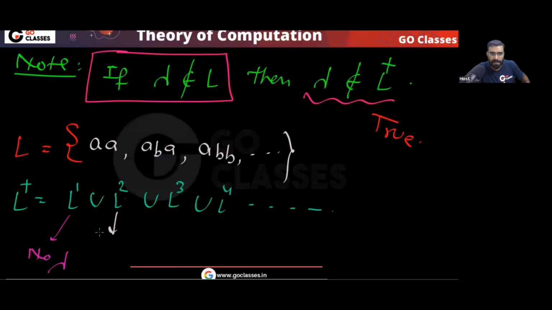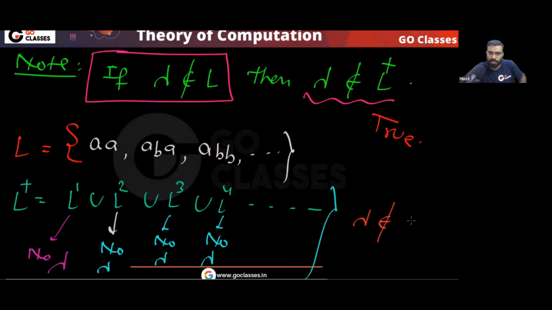So in L square also there is no lambda. In L cube also there will be no lambda. In L power 4 also there will be no lambda. So ultimately I can say L plus does not contain lambda. So I can say lambda does not belong to L plus. Yes or no? So if lambda does not belong to L, then lambda does not belong to L plus.